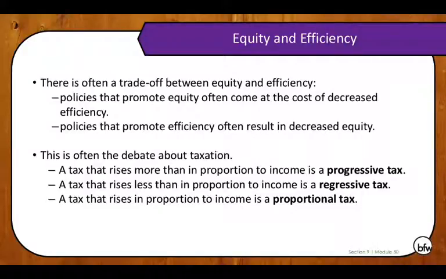A tax that rises more than in proportion to income, so that high-income taxpayers pay a larger percentage of their income than low-income taxpayers, is called a progressive tax. A tax that rises less than in proportion to income, so that high-income taxpayers pay a smaller percentage of their income than low-income taxpayers, is called a regressive tax. And a tax that rises in proportion to income, so that all taxpayers pay the same percentage of their income, is a proportional tax.